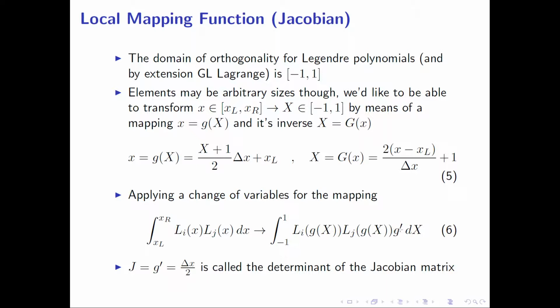This term is the derivative of the mapping from the computational domain to the physical domain, and this is called the determinant of the Jacobian matrix, or sometimes just the Jacobian for short. And in our particular case, it's easy to see that the derivative of this mapping here is just simply delta x over 2.